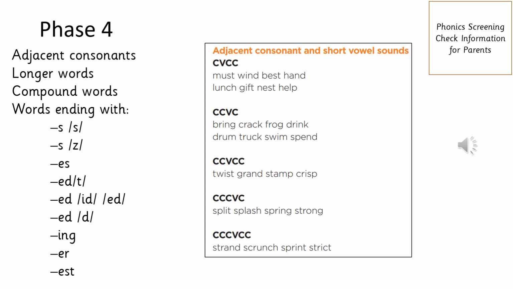In the summer term of reception, children will be on phase 4. There won't be any new graphemes for the children to learn, but they will be consolidating their knowledge of the graphemes and using them to read words with adjacent consonants, longer words, compound words, and words with the following endings.